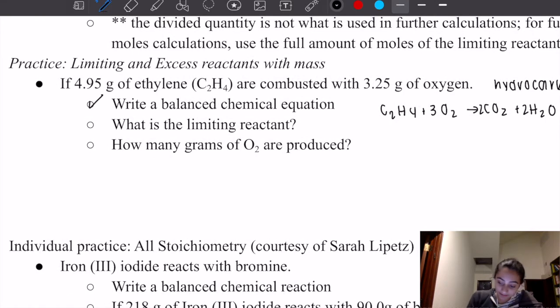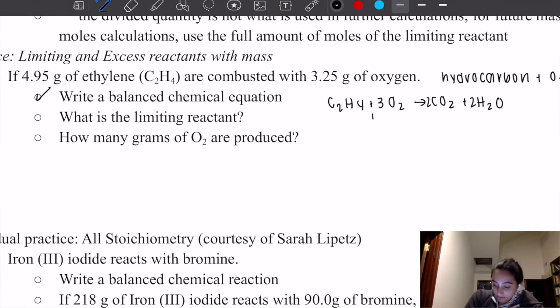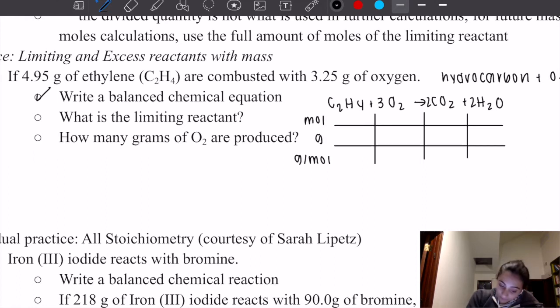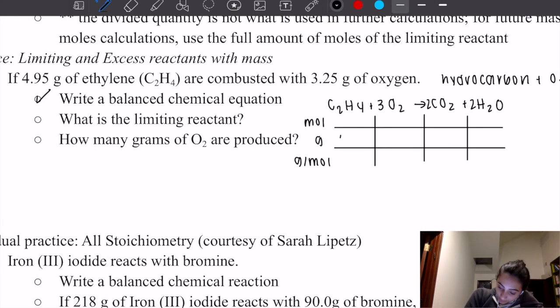Now we have to calculate what the limiting reactant is. So I'm going to draw my table. Again, you do not have to do this table. I just think it keeps everything really nice and organized. So I'm given 4.95 grams of C2H4 and 3.25 grams of O2.